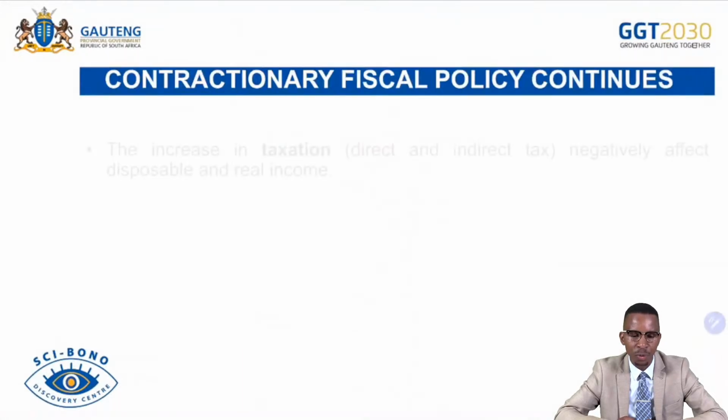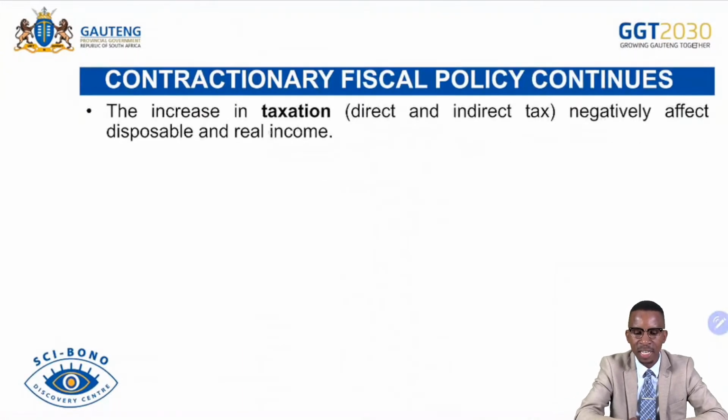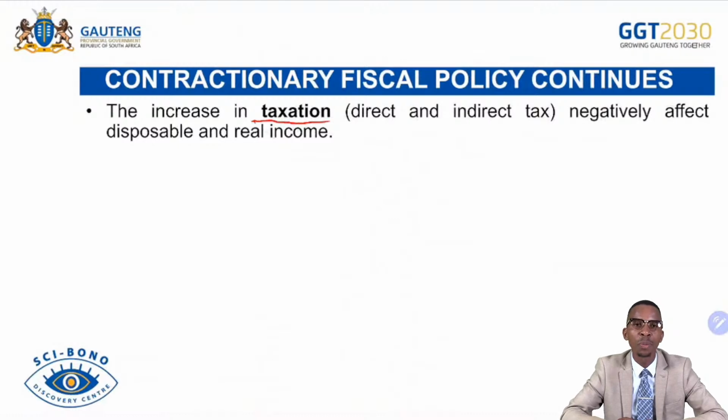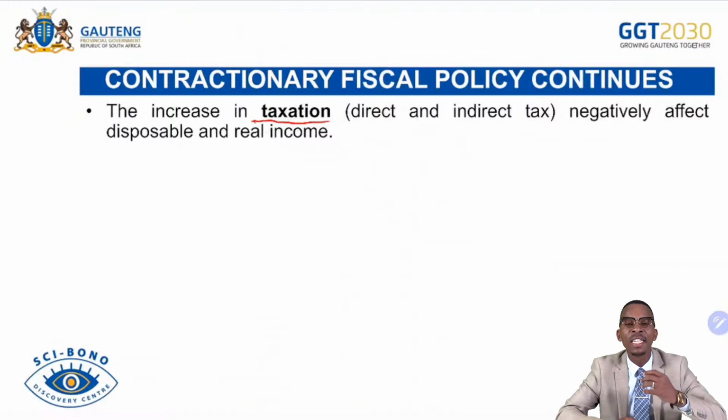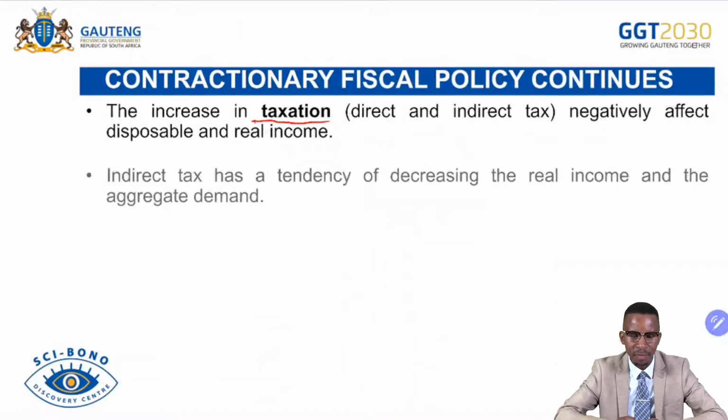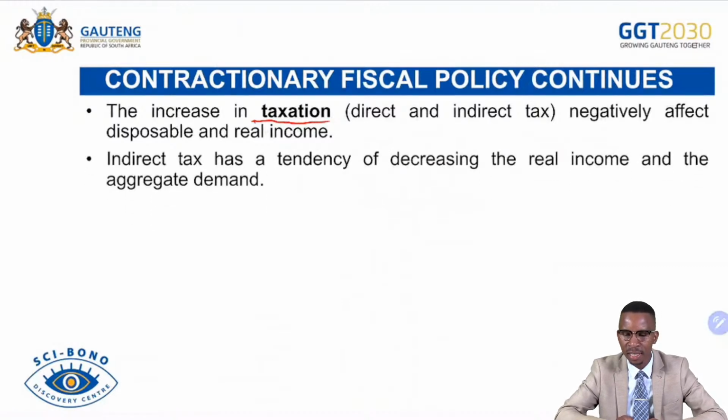And then we continue the increase in taxation. Remember, if tax is being increased, consumers will be remaining with less income or money available in their pocket, which will be leading to them demanding less goods and services. If the government intervenes by increasing, let's say, indirect taxes, the selling price for goods and services will be increasing, resulting in consumers affording less goods and services, which is known to be a decrease in the real income. Indirect tax has a tendency of decreasing the real income and aggregate demand in the economy.